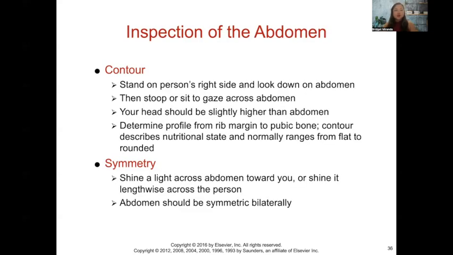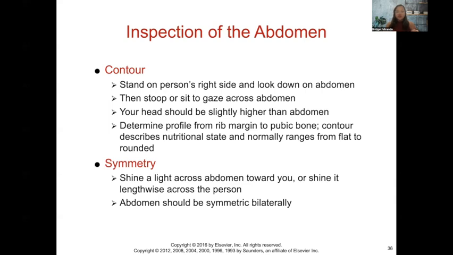So initially you're going to inspect the abdomen overall, and we're just looking at the contour and the symmetry of the body. You want to stand on the person's right side. You want to get to the level of the abdomen, just a little bit above and look down. And you want to stoop and sit and gaze across the abdomen. And you're looking for symmetry.